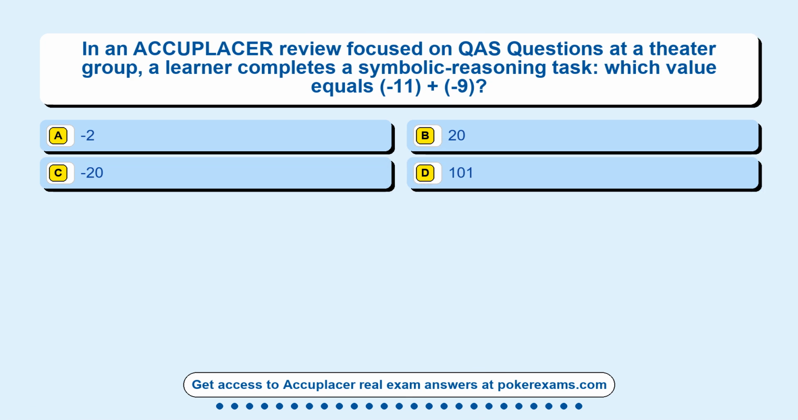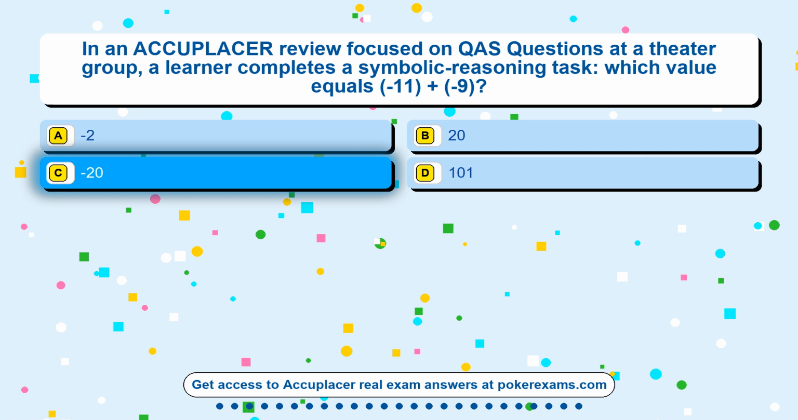Question 20. In an ACCUPLACER review focused on QAS questions at a theater group, a learner completes a symbolic-reasoning task. Which value equals -11 plus -9? Option A, -2. Option B, 20. Option C, -20. Option D, 101. The correct answer is option C, -20.